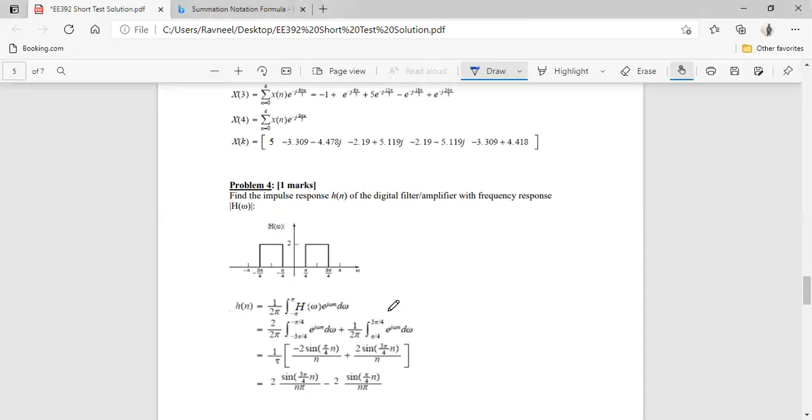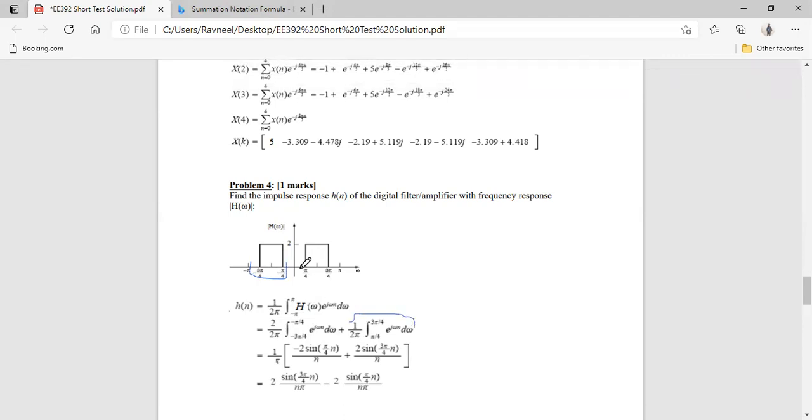This is the particular formula that we have, and we just needed to integrate from negative 3 pi upon 4 till negative pi upon 4, right? So this is the integration of this particular portion, and then this particular term gives the integration of this other part. And this is just the integration of H omega, which is 2. This is just a constant 2.